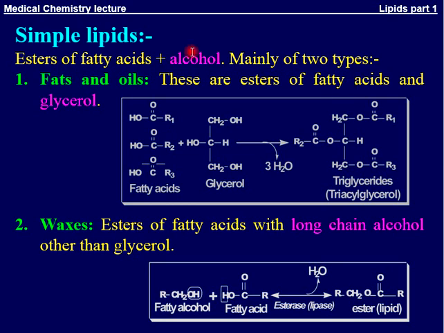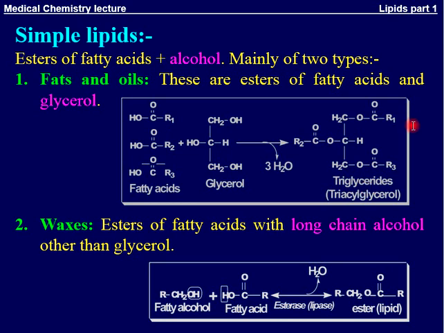The first type, fats and oils, is an ester formed from the reaction of fatty acid with alcohol. The alcohol here is glycerol. This is the glycerol, and this is fatty acid 1, fatty acid 2, fatty acid 3. Because I have 3 OH hydroxide groups, I need 3 molecules of fatty acid. Esterification reaction, elimination of water, we get triglyceride or triacylglycerol.